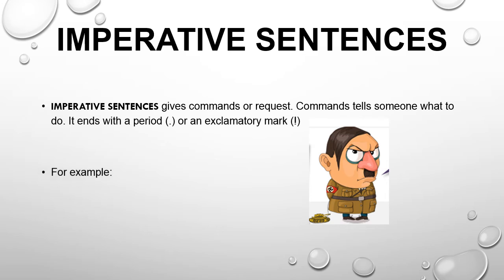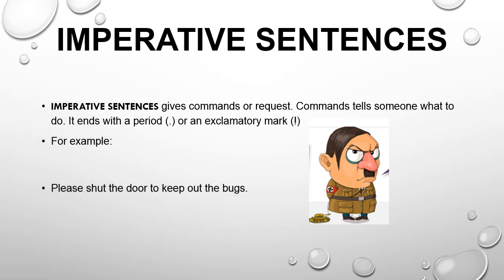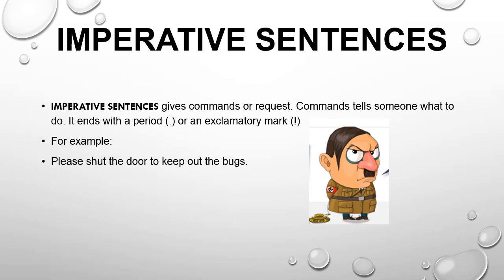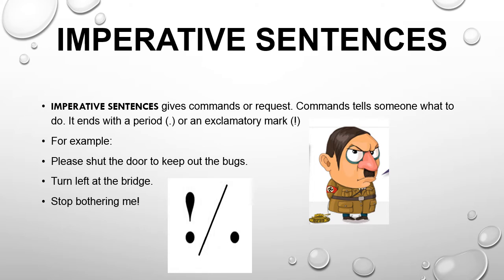So let's see examples of imperative sentences. Please shut the door to keep out the bugs. Turn left at the bridge. Stop bothering me! So this ends with an exclamation mark or a period. So imperative sentences just give you a command or a request.